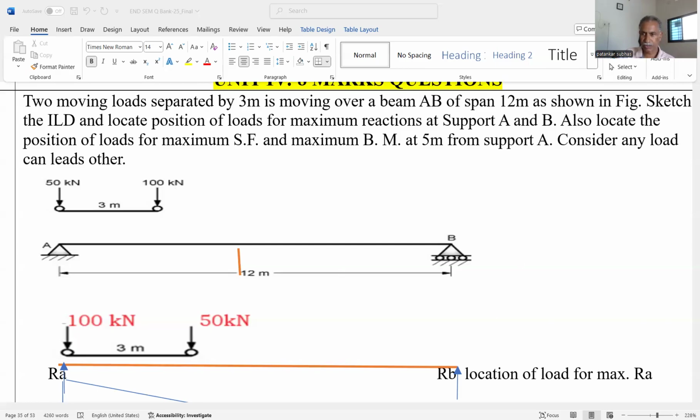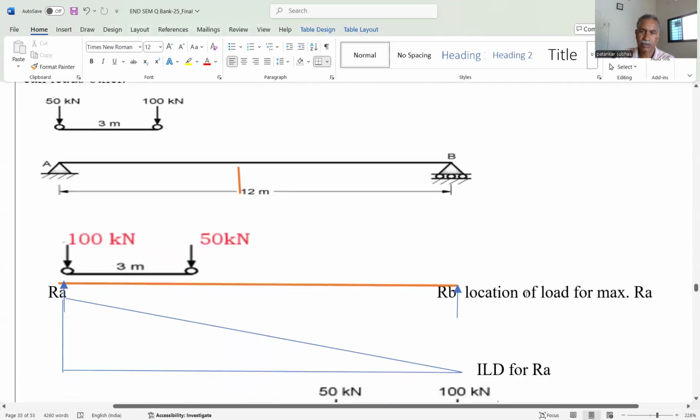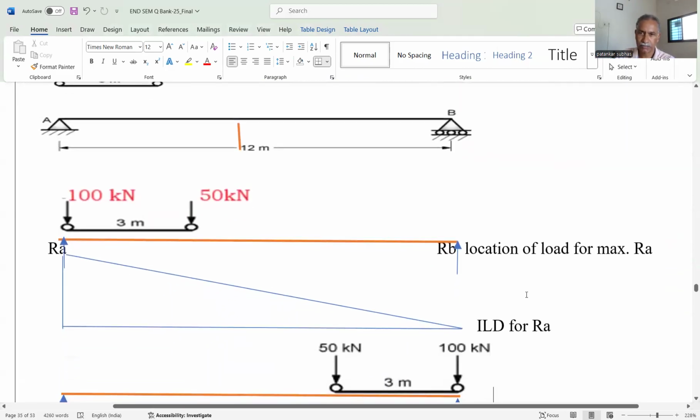Here again, we can draw the shear force at a distance of 12 meters. So let us start the problem. The problem again is very simple. First of all, we can draw the shear force diagram. Here, actually, reaction is not required, but we can show it like this.